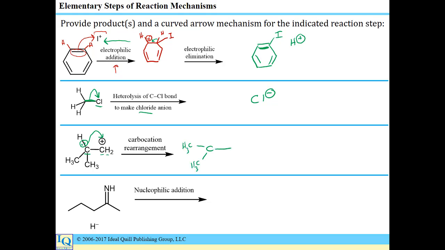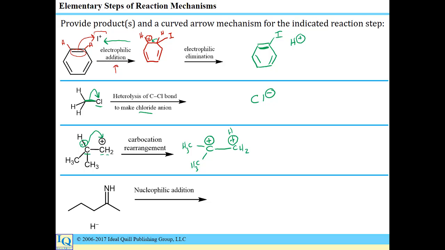It loses that H that used to be attached above it. That H with its two electrons has moved over to the carbon on the right to make a new carbon-hydrogen bond. Now that leaves the carbon on the left with only 3 bonds, no lone pair. So your carbocation has migrated from the carbon on the right to the carbon on the left.